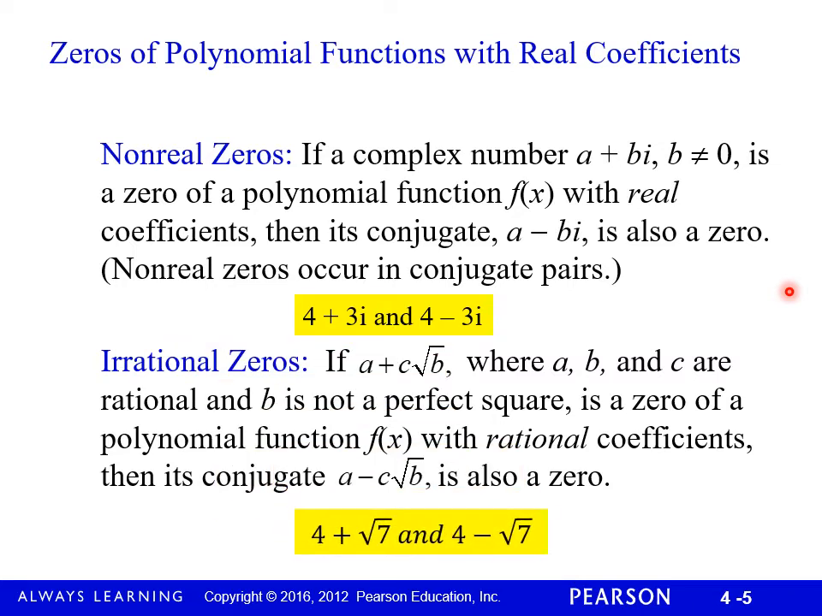Okay? So again, if 4 plus the square root of 7 is a zero, then 4 minus the square root of 7 is a zero. So both non-real zeros and irrational zeros occur in pairs, in conjugate pairs. And again, it's important to remember, we're not changing the sign of everything. We're just changing the operation from plus to minus or minus to plus.